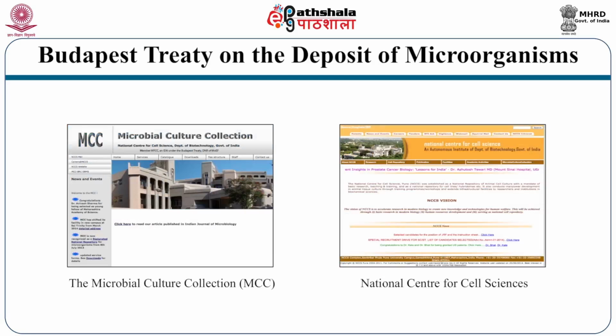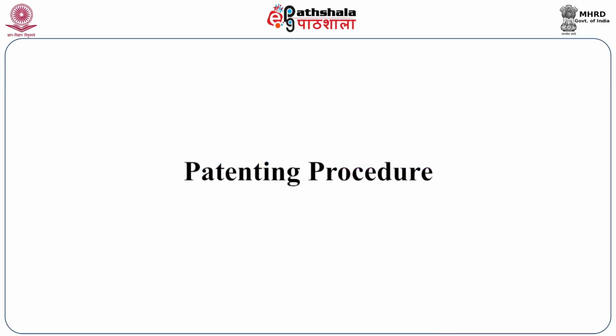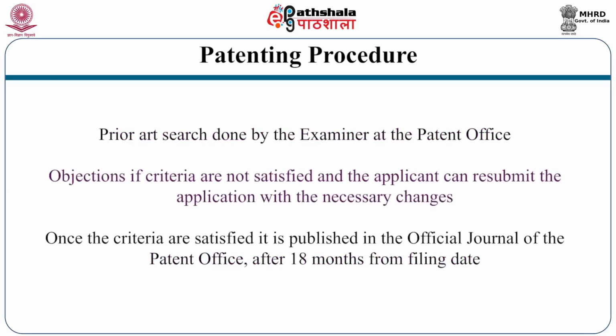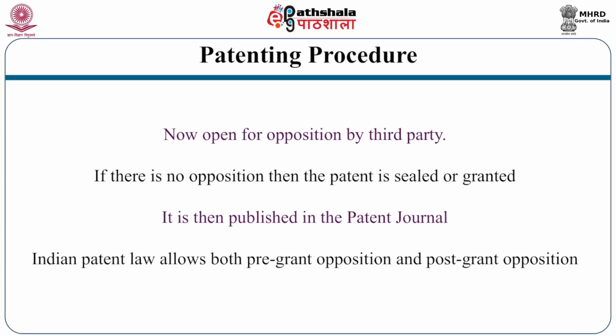Now, let us look at some of the procedures for patenting. First, you file a patent application, then the patent office checks for the criteria mentioned and whether all the documents are in order. It also looks at prior art, which I have already explained, and then it publishes the patent document in its official journal. It is now ready for opposition.